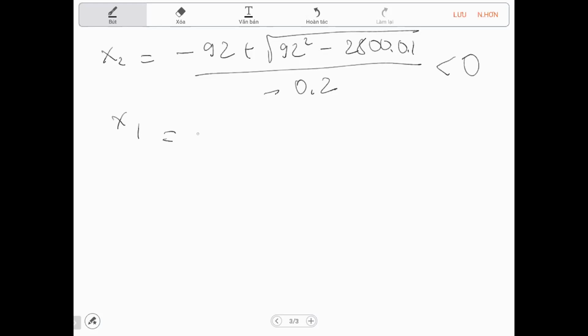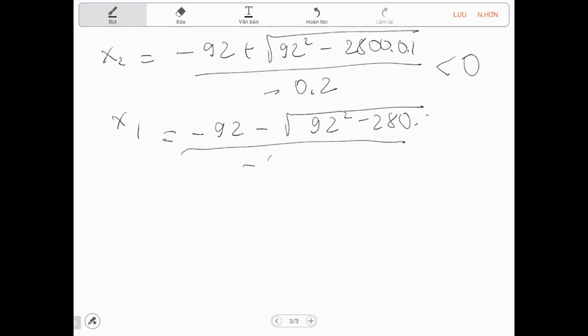X1. So 2,800 times 0.1 is 280, divided by negative 0.2. And you need to simplify it, right? Because the minus sign and minus sign here is just plus. This becomes positive. So this one is actually bigger than 0, right?